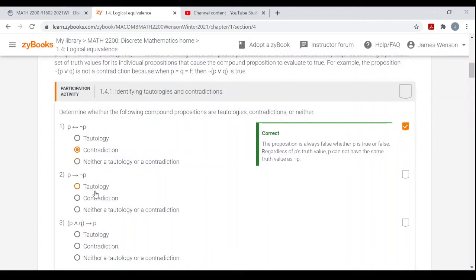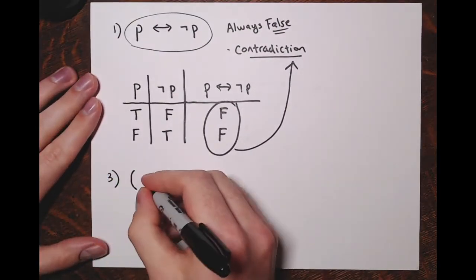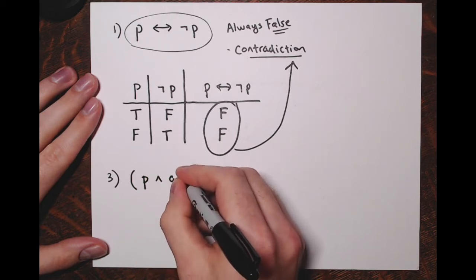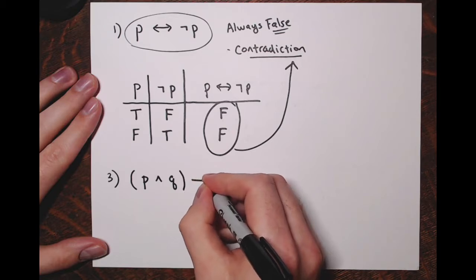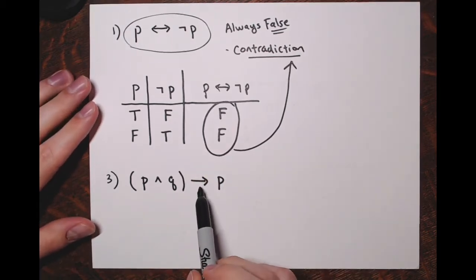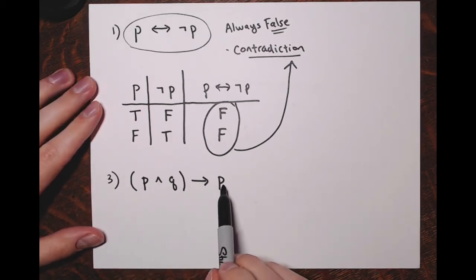I'll leave 2 to you, and I'll move to 3. Number 3 is the statement P and Q implies P. This is a regular conditional, just a single arrow. The hypothesis is P and Q, and the conclusion is P.